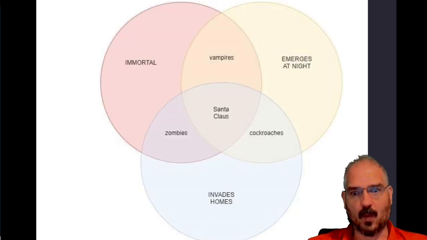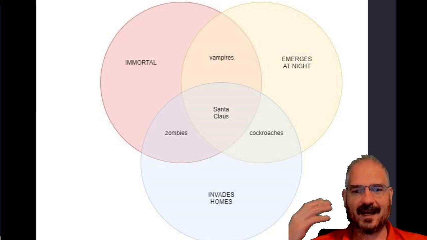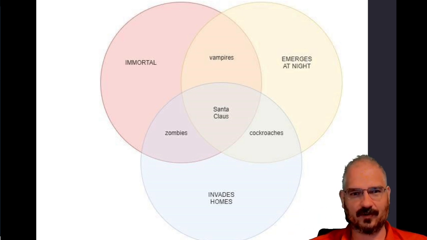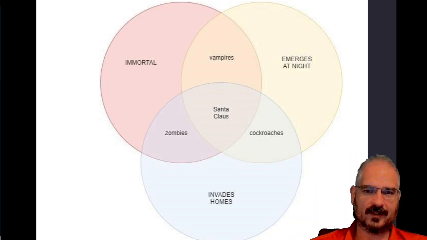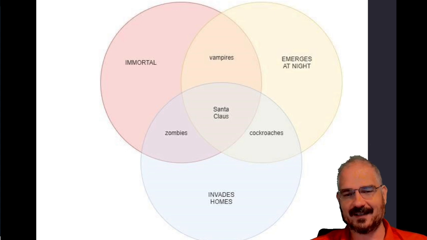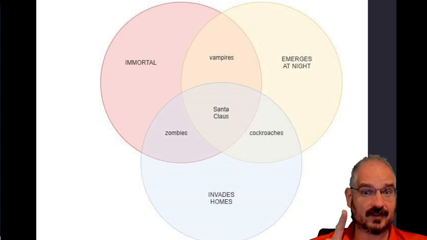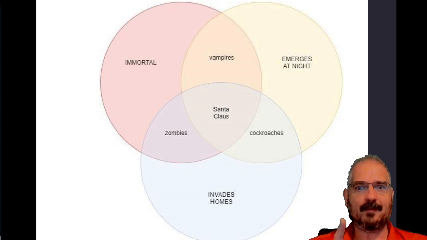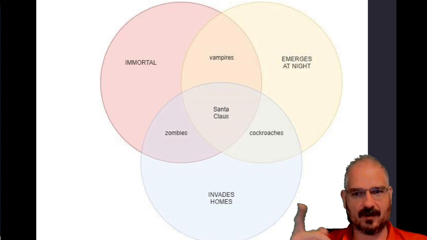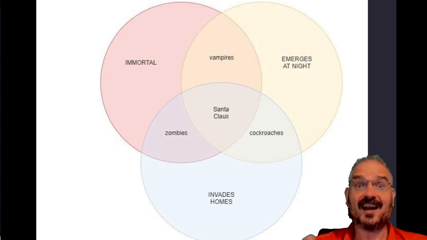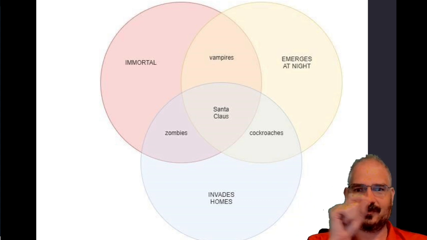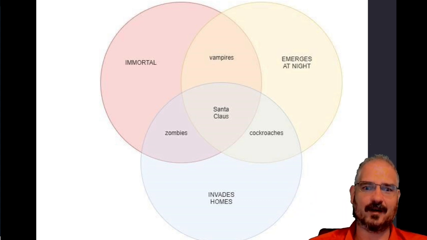So here's one more Venn diagram, right? So we've got three circles here again. We've got invades homes in one circle. We've got emerges at night in one circle. And we've got immortal in one circle, right? So where immortal and emerges at night, but not invades homes, is vampires. Because vampires are immortal. They only come out at night, but they're not allowed in your home unless you invite them in, right? So they're in those top two groups, but not in that third one.